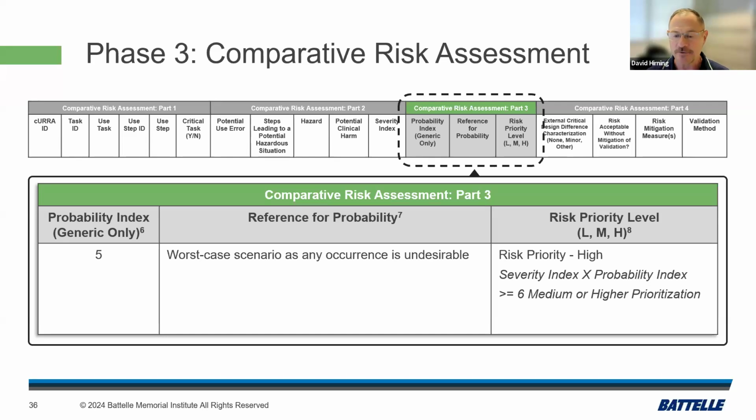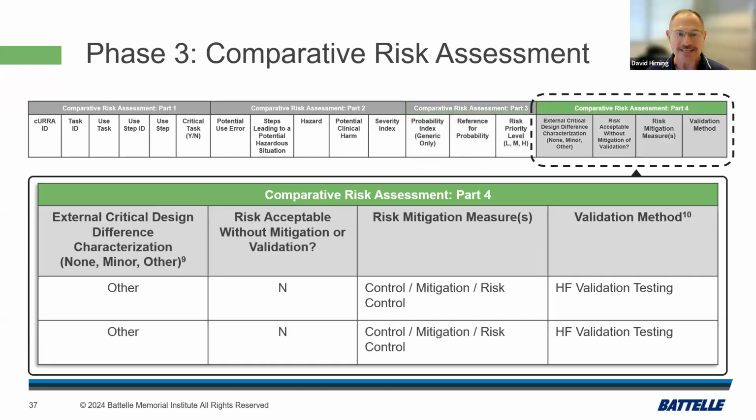The last component is where we actually look at the external critical design difference, i.e. no design difference, minimal, other, and whether or not the risk is acceptable. The method we use for mitigation, and then of course the validation method that will be used.